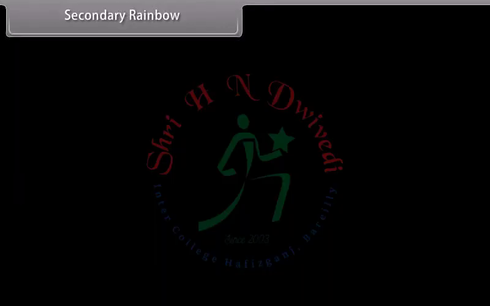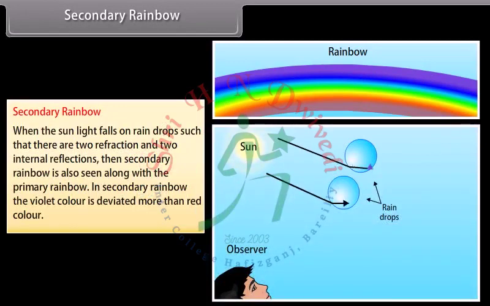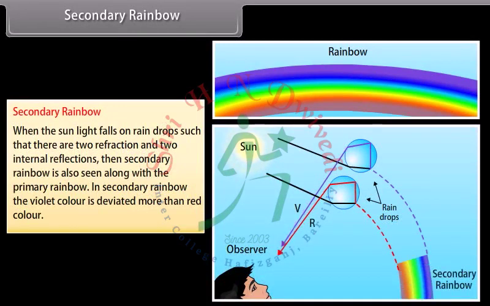Secondary rainbow. When sunlight falls on raindrops such that there are 2 refractions and 2 internal reflections, then a secondary rainbow is also seen along with the primary rainbow. In this second rainbow, the violet color is deviated more than the red color.